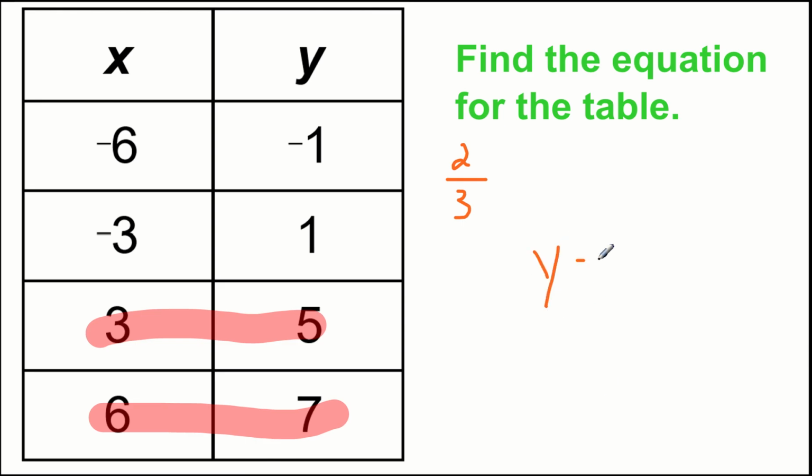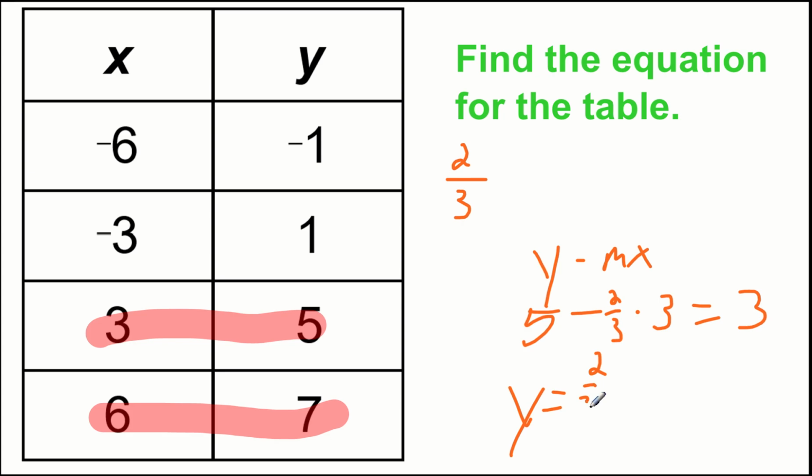We do y minus mx. I'll use the first one highlighted here. So we got 5 minus 2/3 times 3. When you're multiplying a whole number by a fraction, you can divide by the denominator and multiply by the numerator. So 3 divided by 3 is 1. 1 times 2 is 2. So we got 5 minus 2. That's 3. So when we put it all together, we got y equals 2/3 x plus 3.